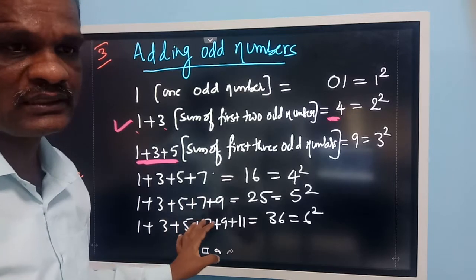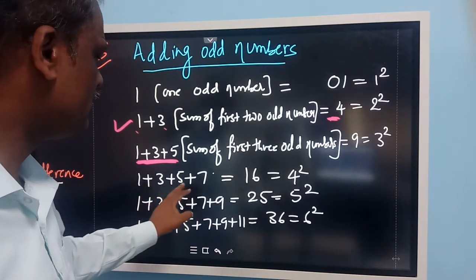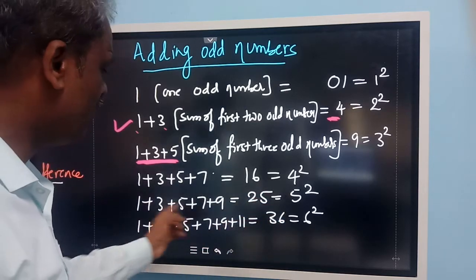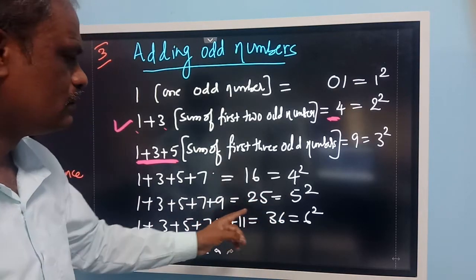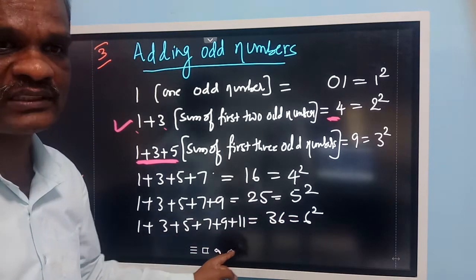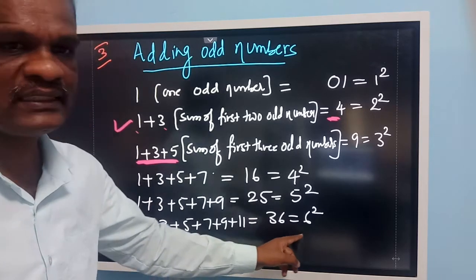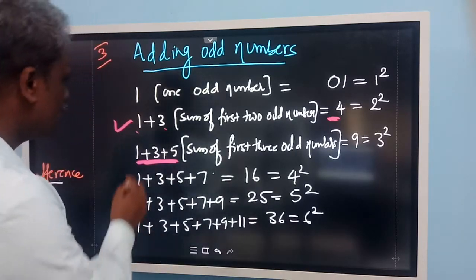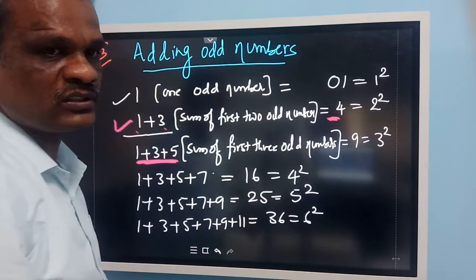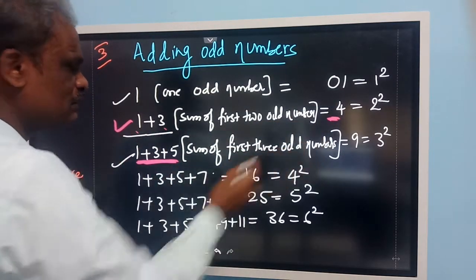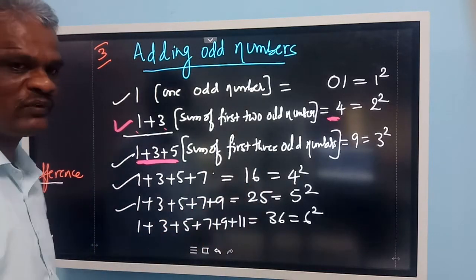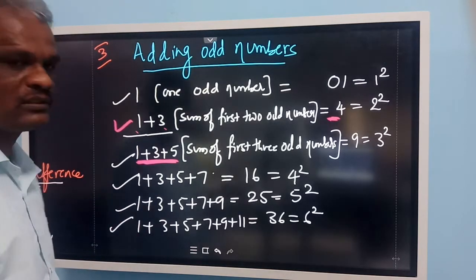Add 4 odd numbers. 1 plus 3 plus 5 plus 7 is 16, which is 4 square. Add 5 numbers: 25, 5 square. Add the first 6 odd numbers: 36, 6 square. Now 1 odd number, 1 square. 2 consecutive odd numbers means 2 square. 3 consecutive odd numbers, 3 square. 4 consecutive odd numbers, 4 square. 5 consecutive odd numbers, 5 square. 6 consecutive odd numbers, 6 square.